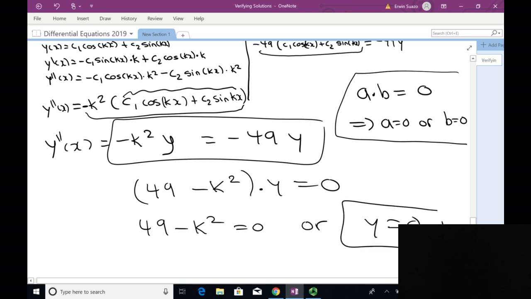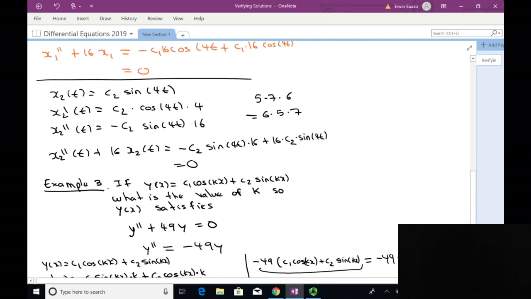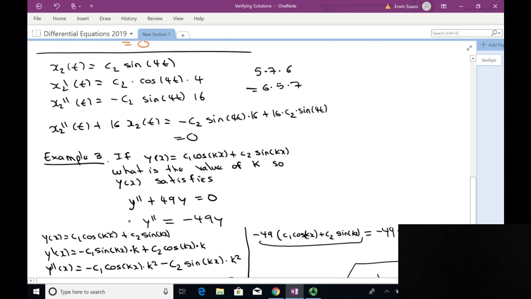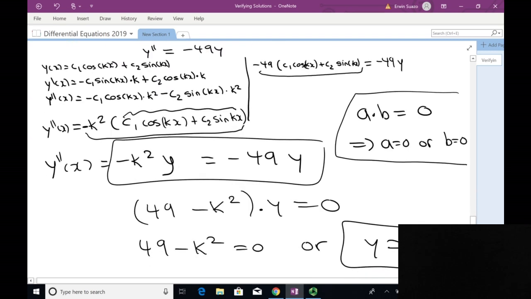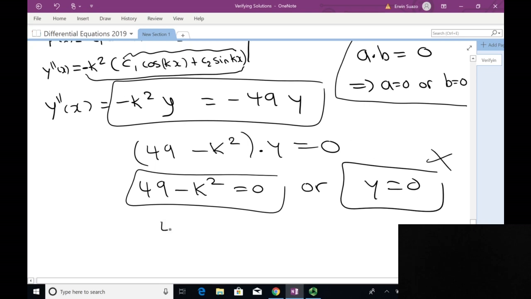So is y equals 0 a good solution? Not really. Because from the beginning, I could see that y equals 0 is a solution: the second derivative of 0 is 0, and 49 times 0 is 0. So 0 is, well, not always, but for most equations it's a solution. That's nothing interesting. But this one is interesting. I get 49 equals k squared. So I get k equals plus or minus 7.